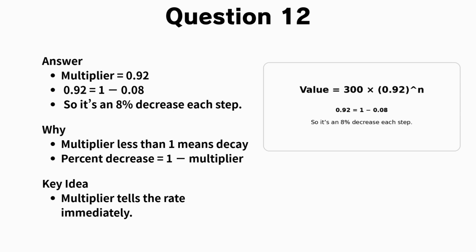Key idea. In exponential models, percent decrease equals 1 minus the multiplier, and percent increase equals multiplier minus 1. Read the base first, then state the rate, and n just counts the steps.